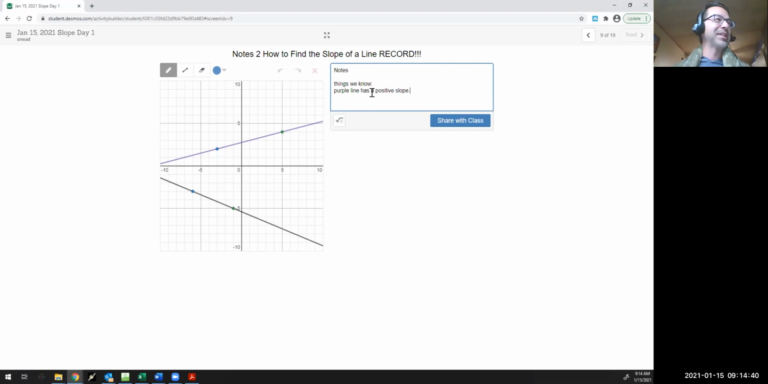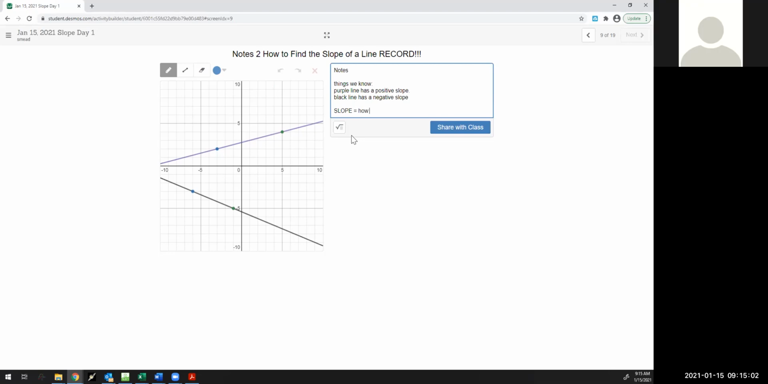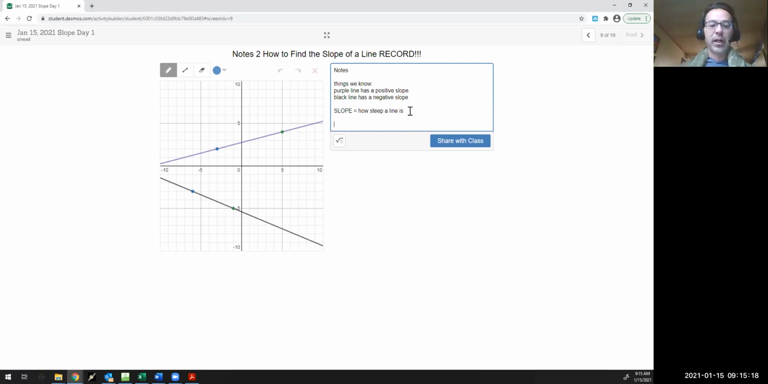If you're colorblind, I apologize because I don't know what else I could do. And then, needless to say, this black line has a negative slope. Black line has a negative slope. Okay. And then the definition of slope is just how steep a line is. That's it. Like you could talk about how steep your roof is. So basically steepness and slope have the same meaning. Now, how do you find slope? How to find slope. I show you.